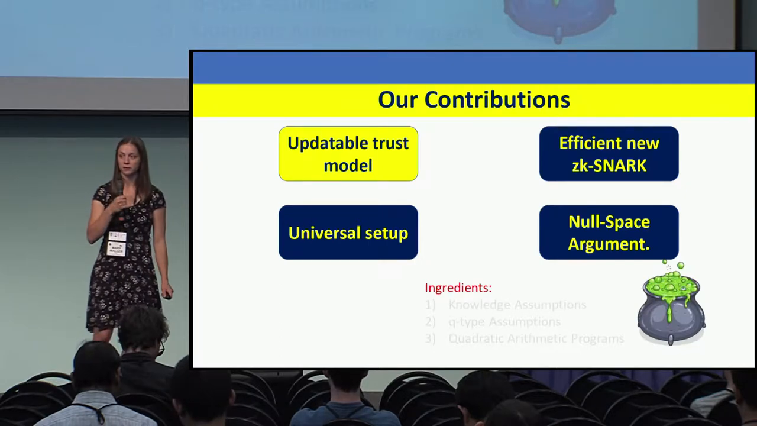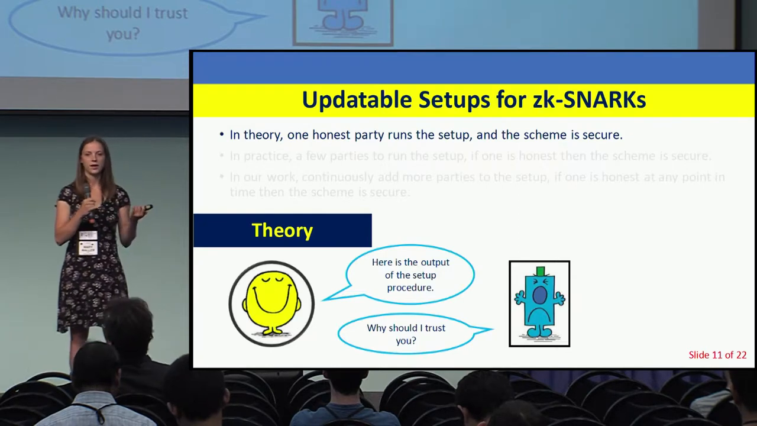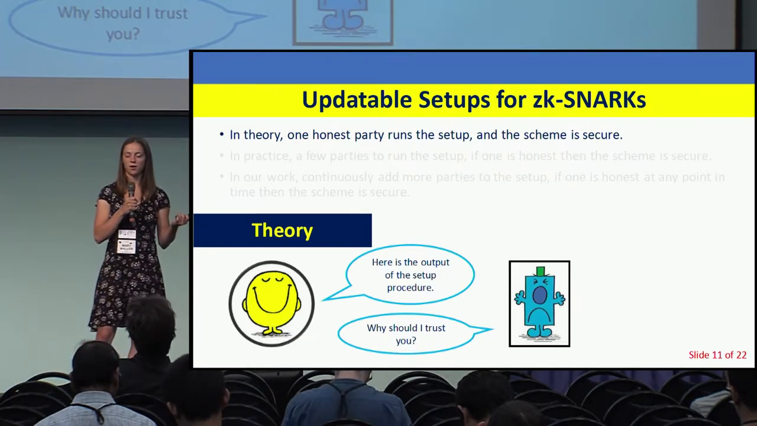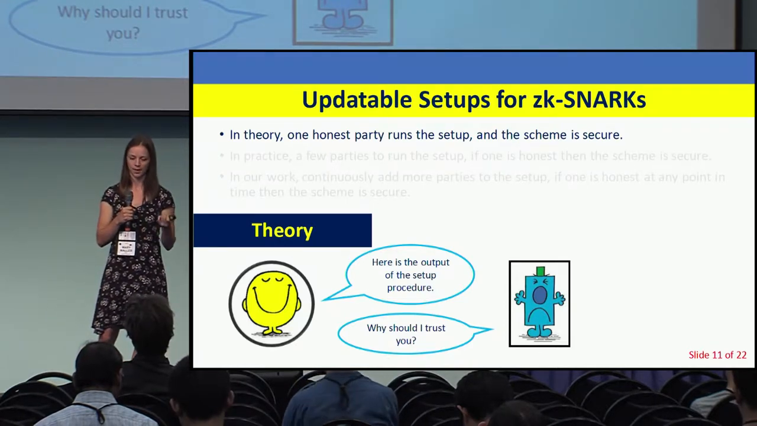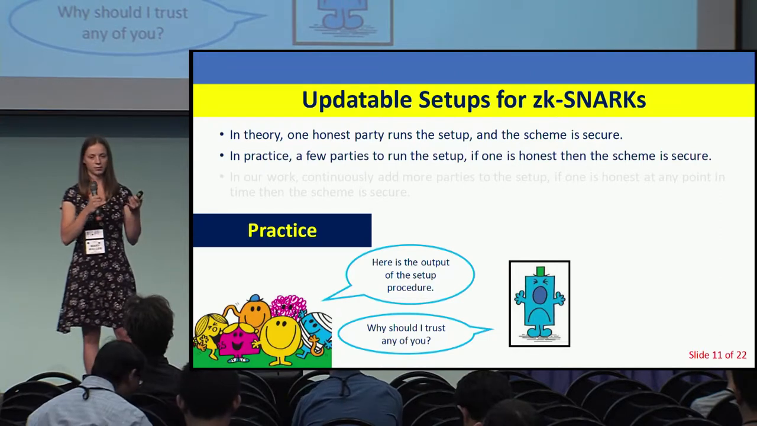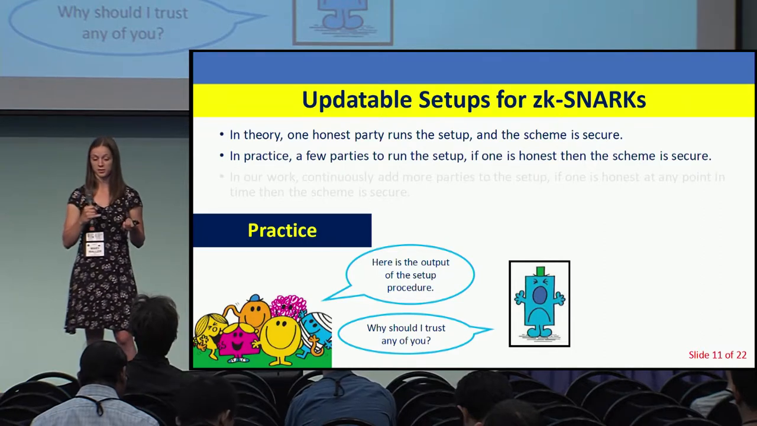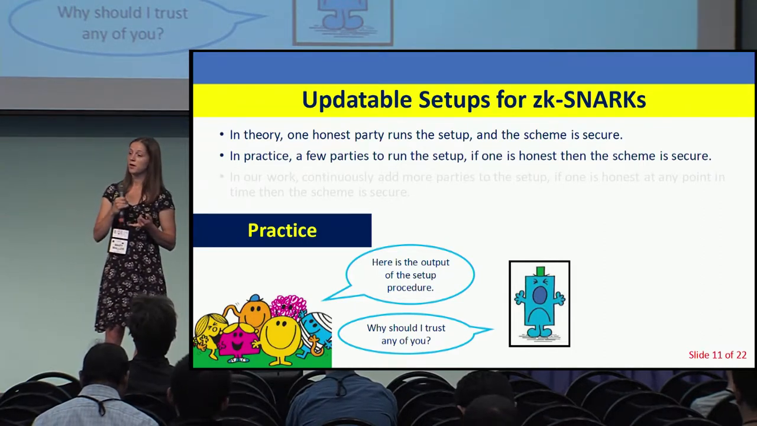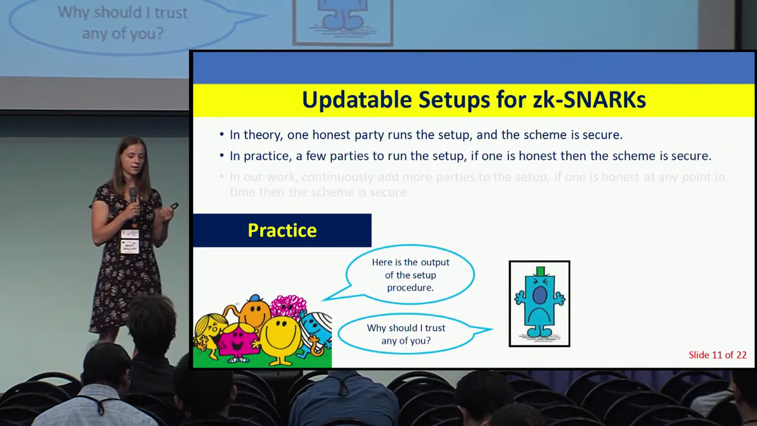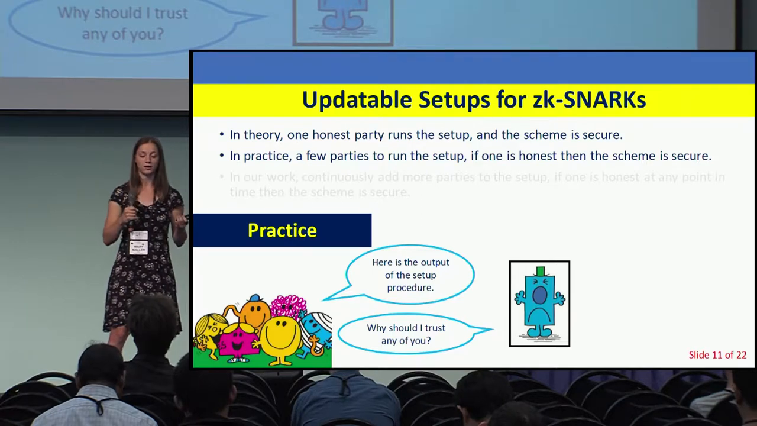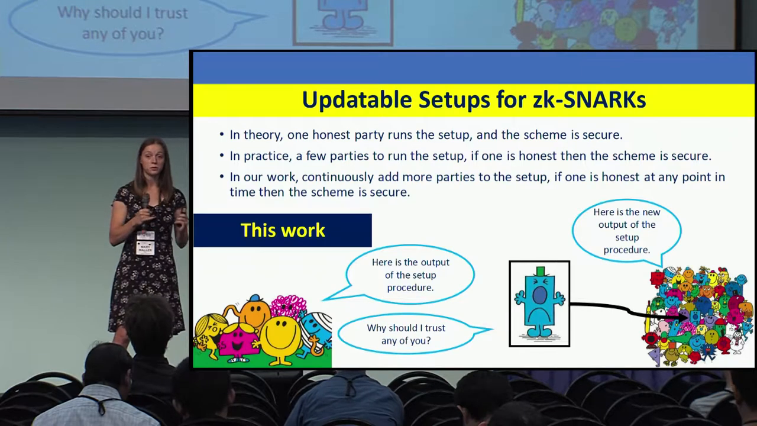So now I'm going to explain our notion of updatability. Okay, so here's the theory world. There's a perfectly trusted being who generates your common reference string and it's secure because you trust them. You get around this at the implementation layer by running a multi-party computation. It's secure provided one of them is secure. But this process has to have an endpoint. There has to be some point when you decide that you want to go live with your system and these are the public parameters that you use. In our system, we do not need an endpoint.